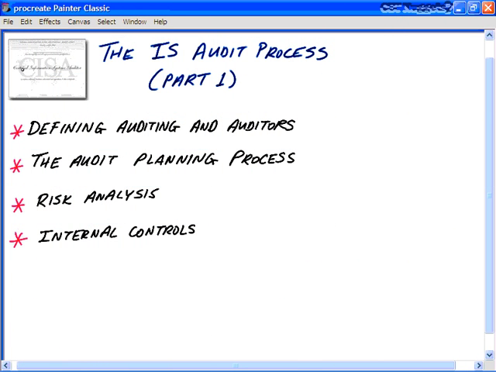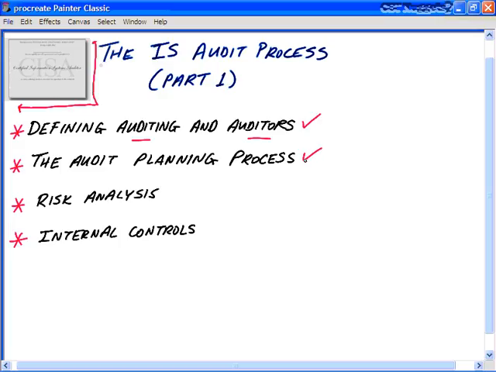Here it is over here on the upper left-hand corner, that Certified Information Systems Auditor Certificate. That's the goal, and we're just now starting on this journey to achieve that goal. In part 1 of the IS audit process, we're going to cover 4 key objectives. First of all, we need to define what auditing is. What is an audit and what is an auditor? What do they do? Then we'll look at the audit planning process. We'll break this down into 8 steps.